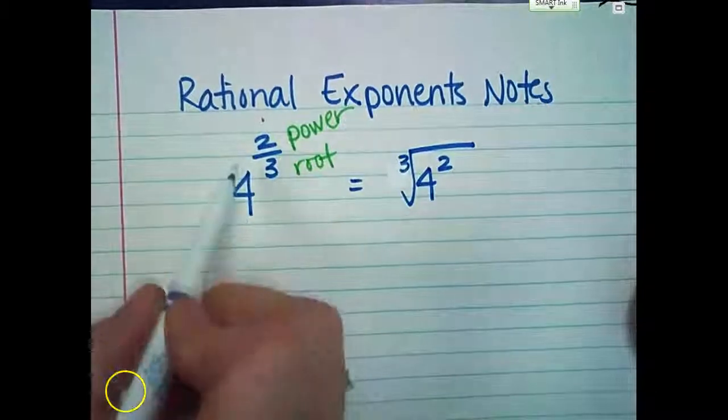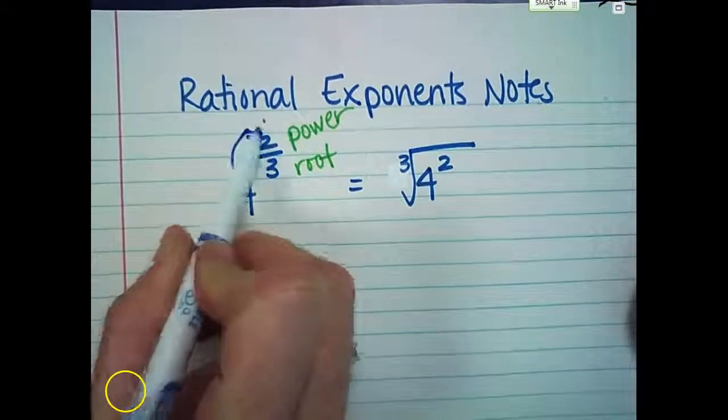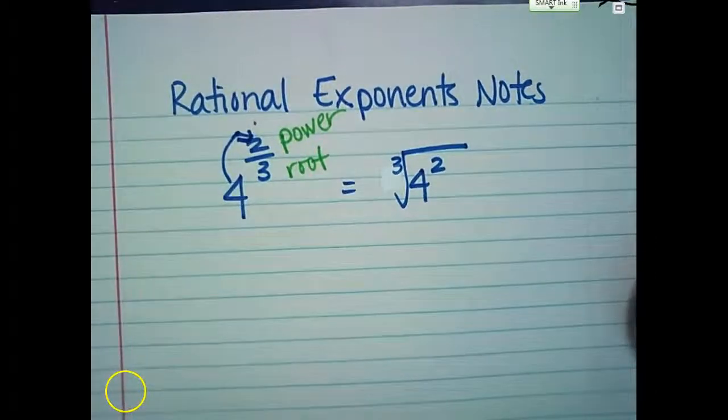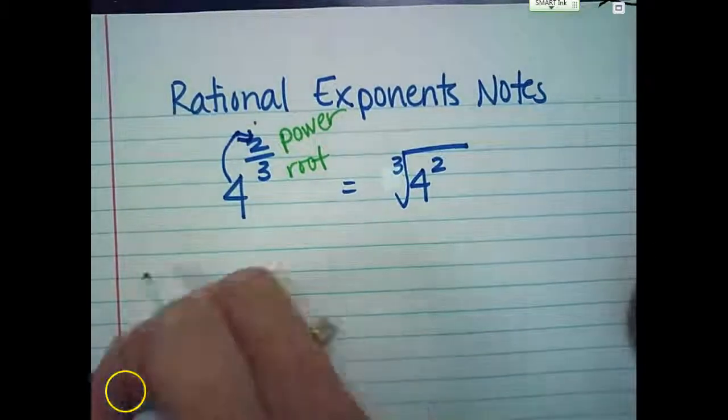In other words, you can maybe think about it like this. It's 4 squared, and then the cube root. Maybe that'll help you see it. Whatever works. Right. Let's try a cube.